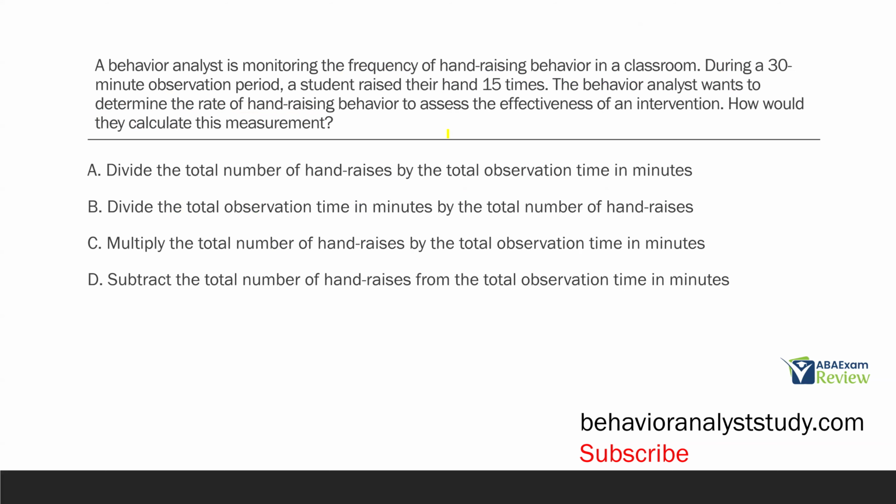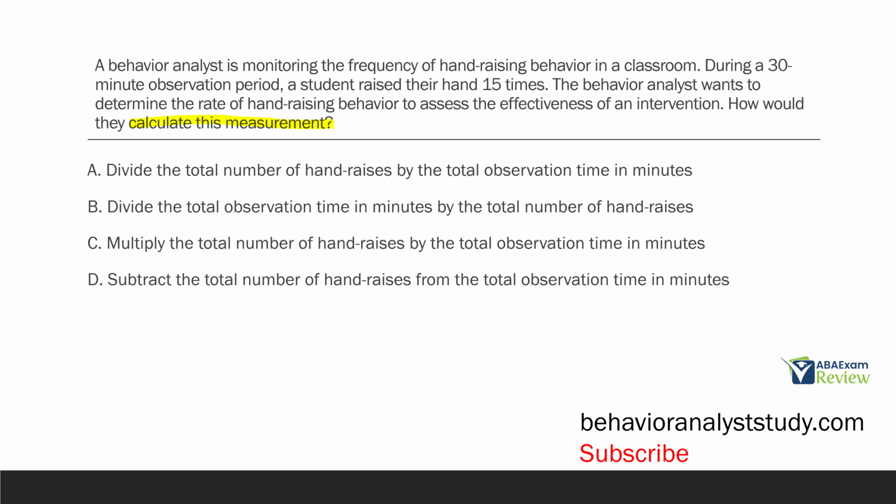A behavior analyst is monitoring the frequency of hand-raising behavior in a classroom. During a 30-minute observation period, a student raised their hand 15 times. The behavior analyst wants to determine the rate of hand-raising behavior to assess the effectiveness of an intervention. How would they calculate this measurement? Okay, pretty straightforward measurement question. It's written a little differently, and the question is asked a little differently than a lot of measurement questions you might see, because it's asking you, how are you going to calculate measurement?